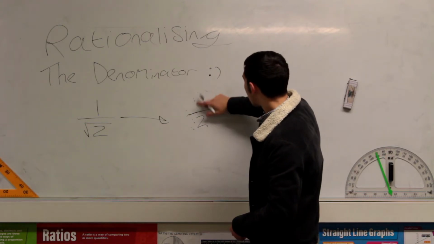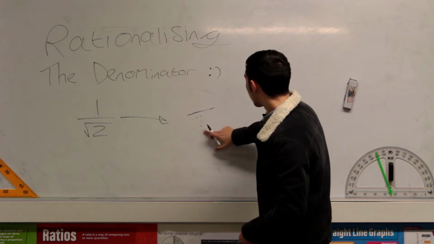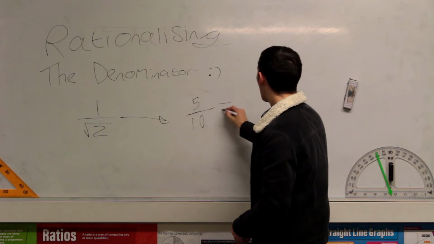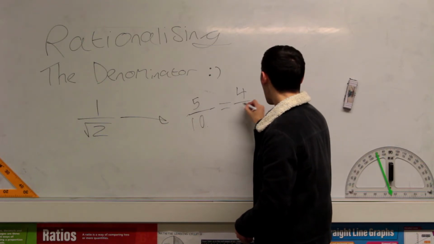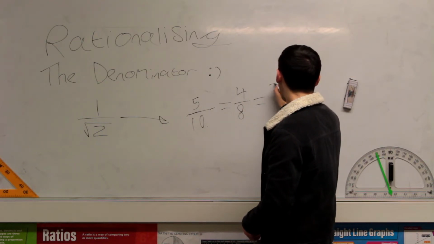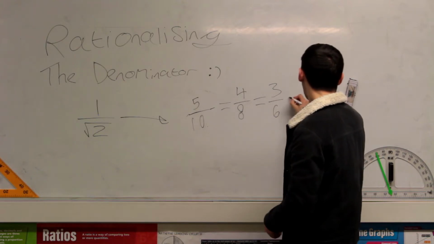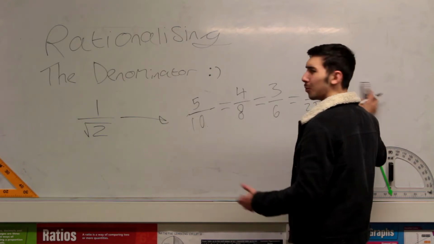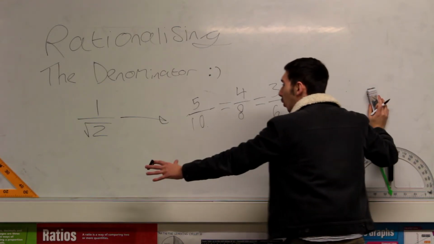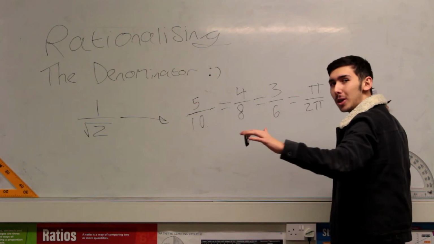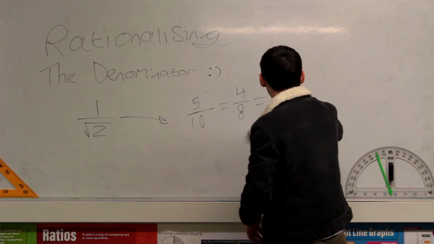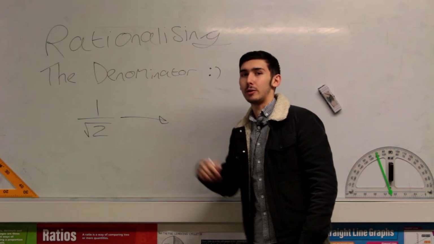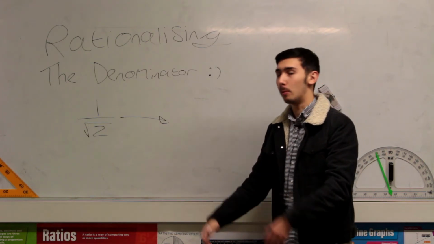Or you could write, instead of a half, 5/10. Or you could write 4/8. Or you could write 3/6. Or you could write pi over 2 pi if you wanted to. All of these, and there's an infinite number of them, they all equal a half, but they're all written in a different way. So what's to say that we can't write this in a different way that's actually helpful?